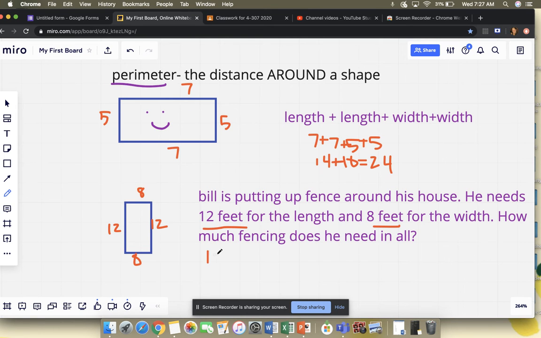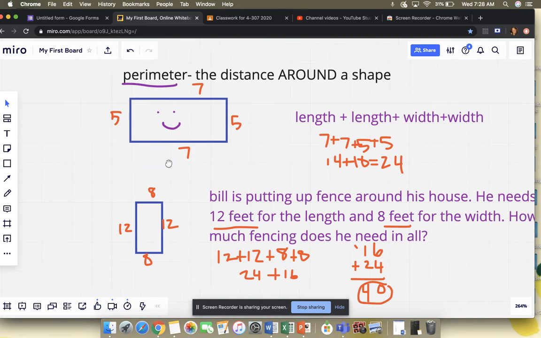Now I can add 12 plus 12 plus 8 plus 8. 8 plus 8 is 16. 12 and 12, 24. And we're adding again. This one's hard to add this way, so I'm going to make it this. 6 plus 4 is 10. 2 plus 2 is 4. 40. Perimeter of this shape is 40.